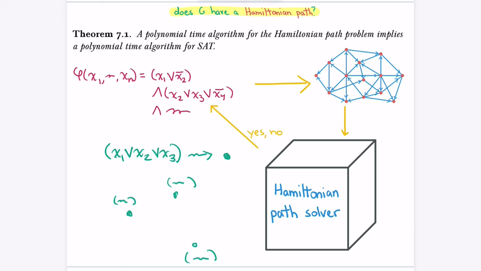Maybe for another part I can egg you guys on more. You have to make decisions in this problem, and you have to make decisions in this problem. So how do I encode setting x1 to be true or x1 to be false as a decision in graph world?